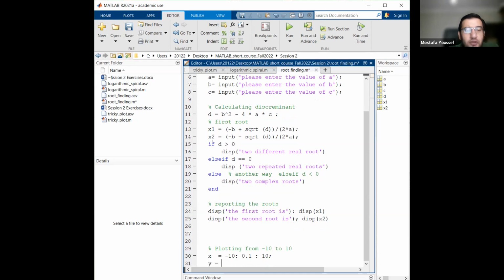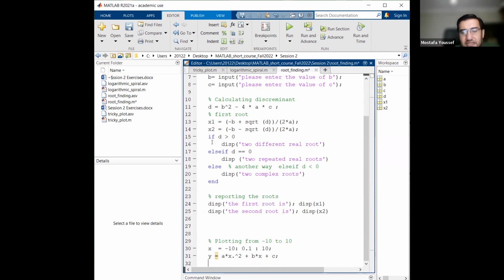So let me use Y equals A times X squared. And I probably need to have a dot here, and then plus b times x. By the way, I don't need a dot between the b and x because b is a scalar, it's just a single number, bx, and then plus c. So that's basically the x and y. And then plot x and y, you might need maybe to make it dash dash anything red.